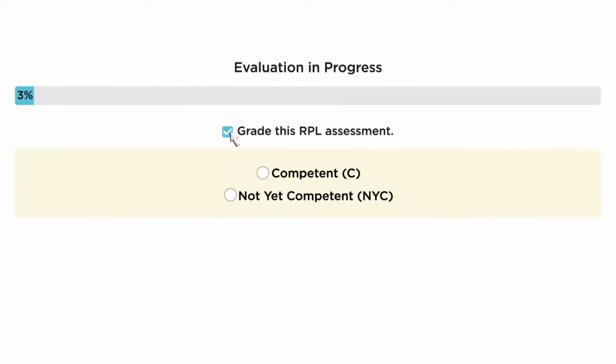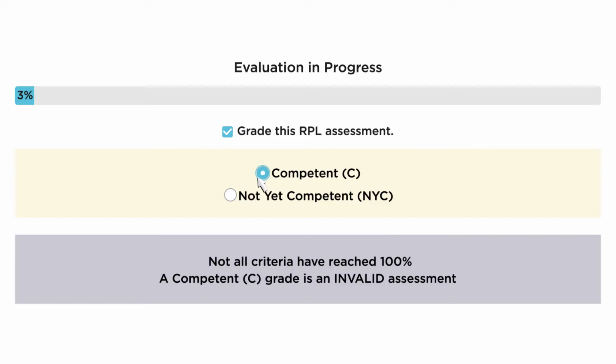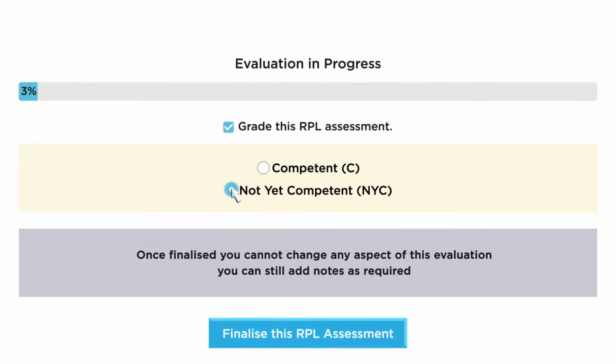Click on Grade this RPL assessment. In this example, the RPL assessment is not yet competent. If you attempt to finalize the unit prematurely, RPL Assess will display a warning. It's not possible to grade the unit as competent without achieving 100% on all the criteria. On occasion, a student won't be able to demonstrate evidence of sufficient prior skills and knowledge. It may be reasonable to finalize that student as not yet competent.